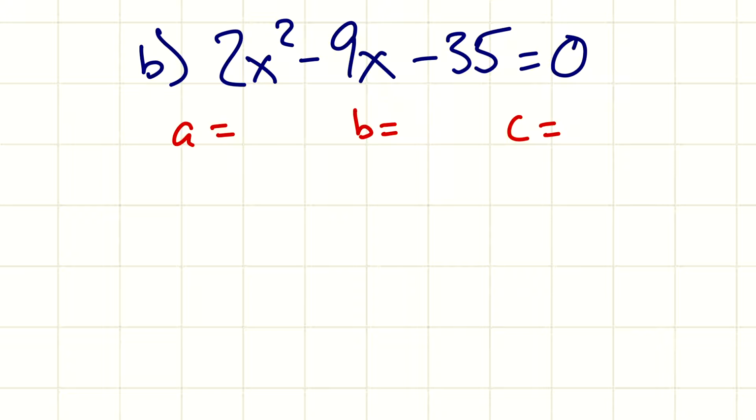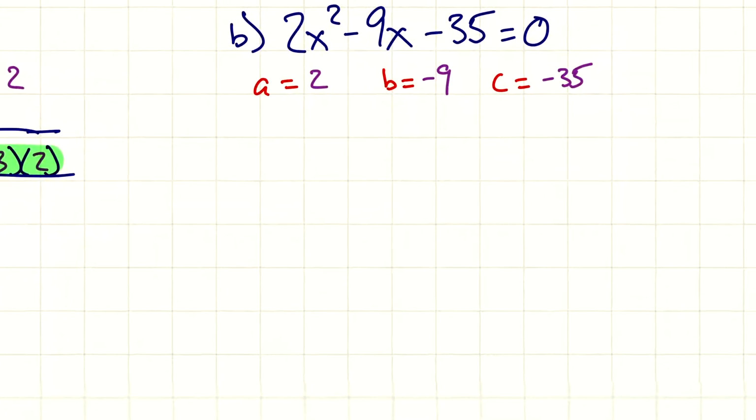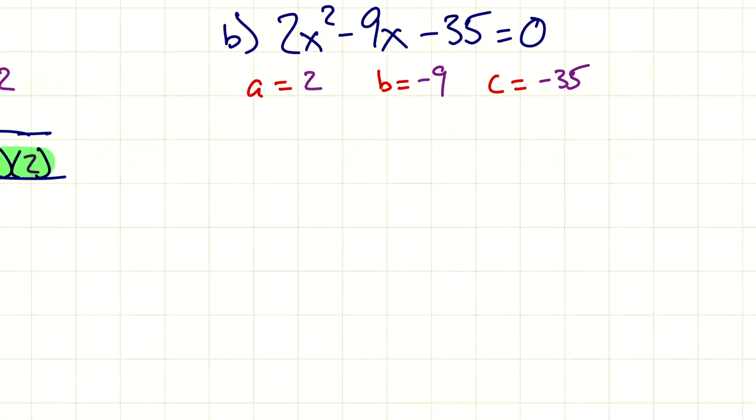So A is going to be 2. B is going to be negative 9. Right? Don't forget that negative in front of the 9. And C is going to be negative 35. All right, so these are definitely big numbers. I wouldn't want to try to solve it any other way besides quadratic formula.